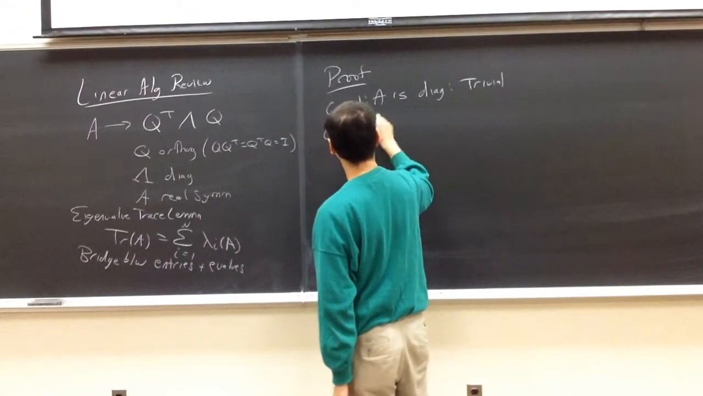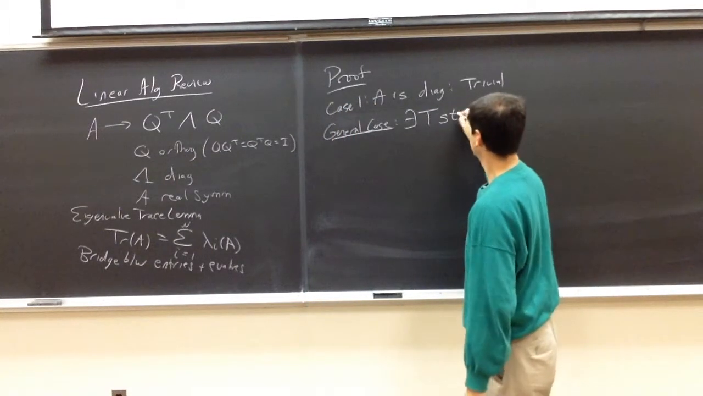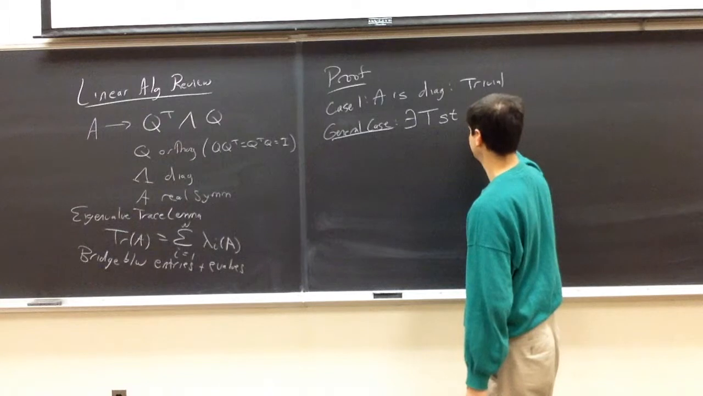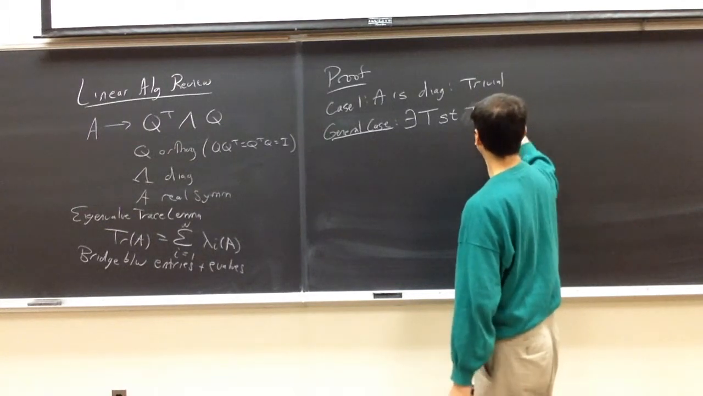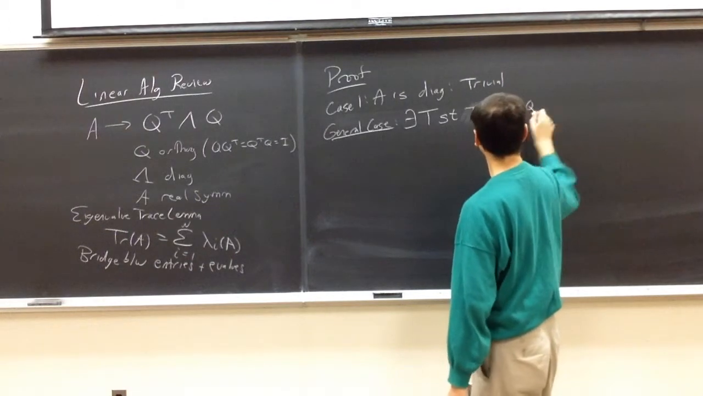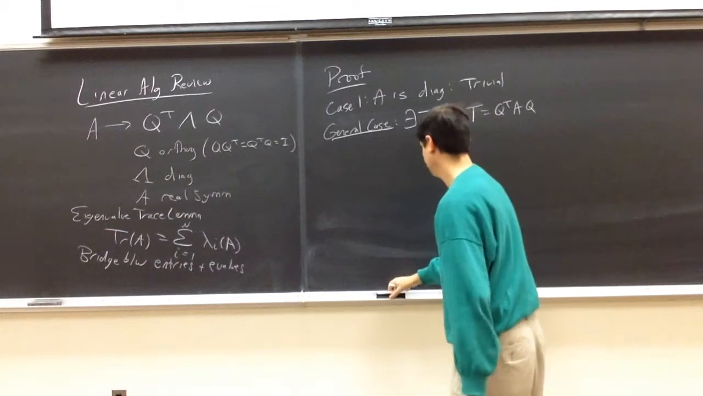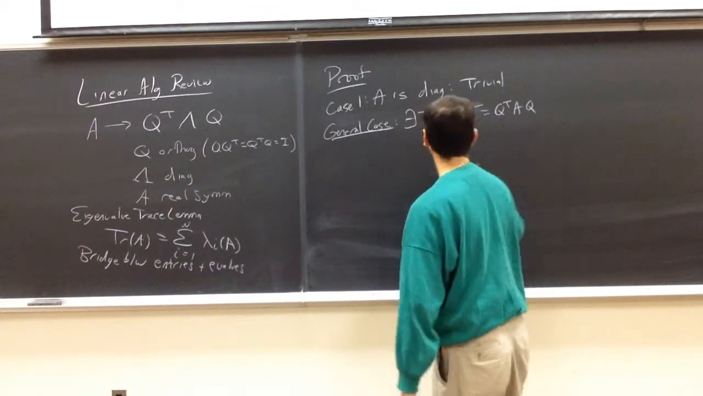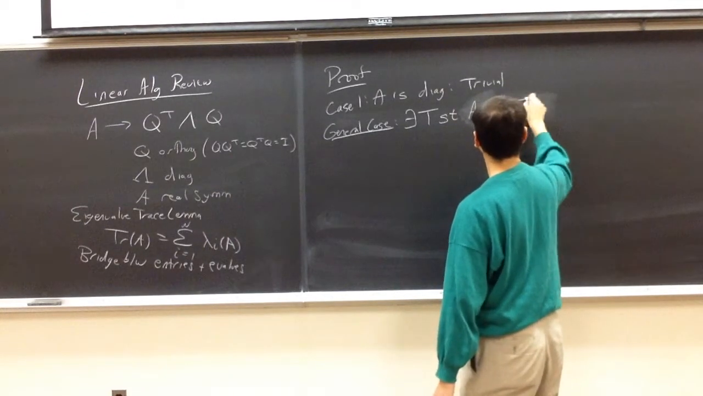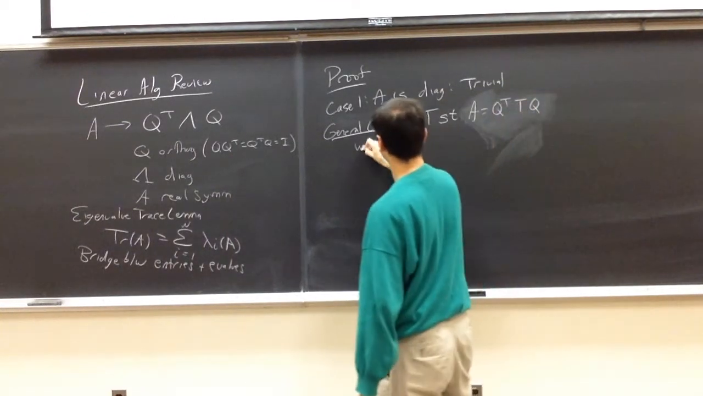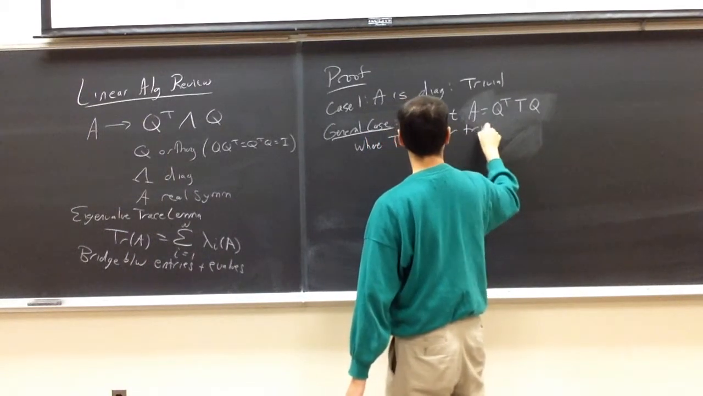Generally, there exists a T such that T equals Q transpose A Q. Well, let me write it consistently with what I was doing before. So I'll write it as A equals Q transpose T Q, where T is upper triangular.